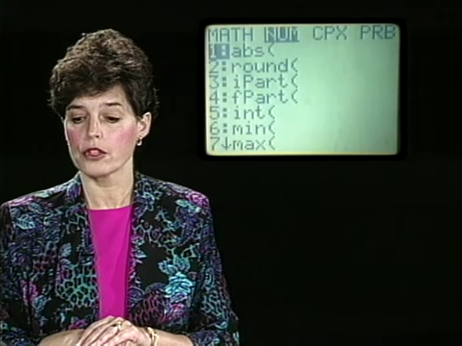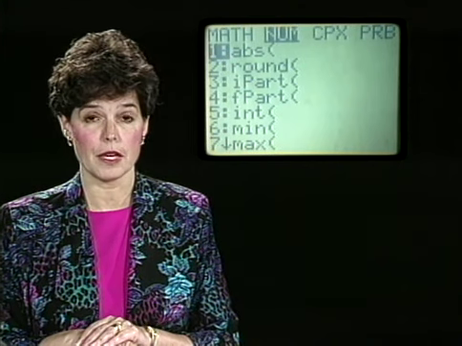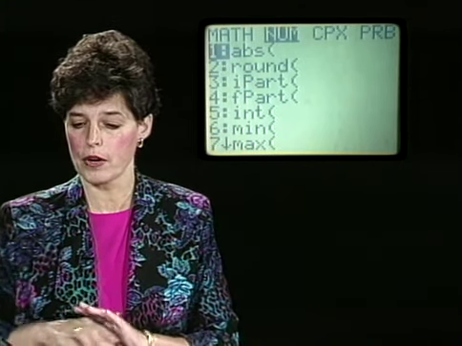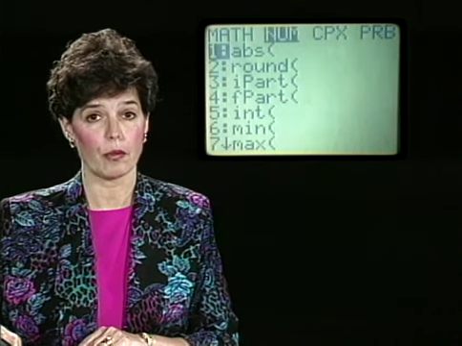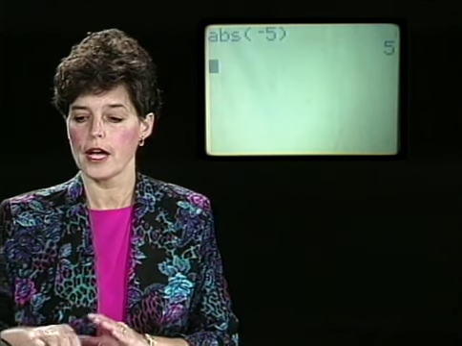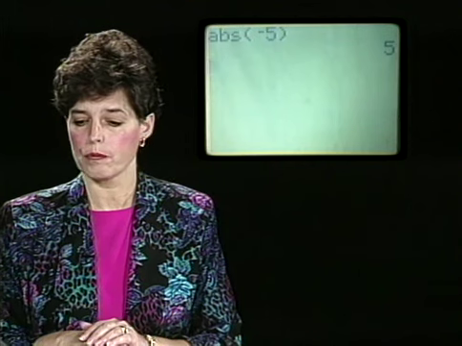This time I'm going to choose the first one, which is ABS, and that does, of course, stand for absolute value. So if I press the enter key at this time, the ABS will hop right into my home screen. And if I want to find the absolute value of negative 5, I will press my negative, my 5, and remember to do the right parenthesis, do enter to find the answer, and we of course know that the absolute value of negative 5 is 5.